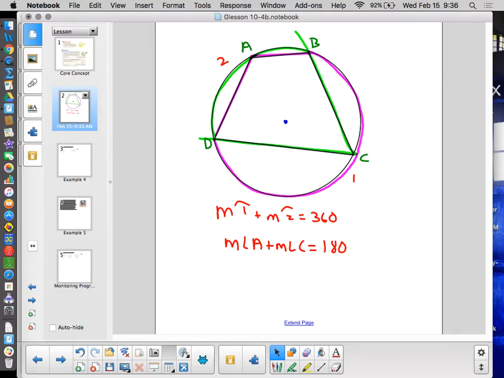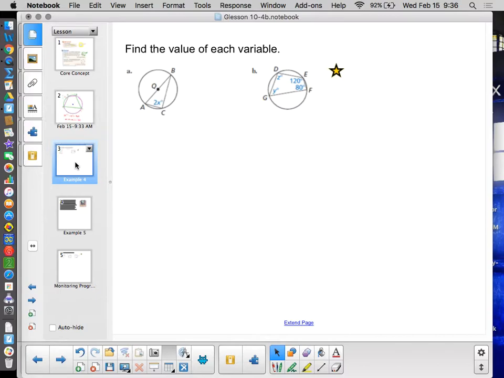So a quadrilateral can only be inscribed in a circle if the opposite angles are supplementary, which means most parallelograms won't go in unless they're rectangles or squares. Okay? Let's use these theorems.